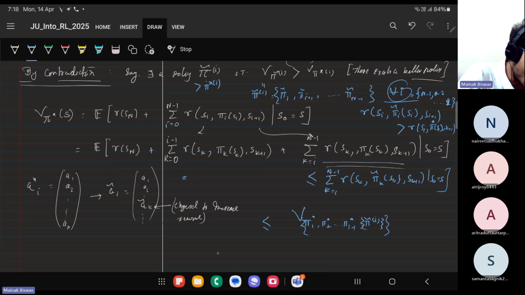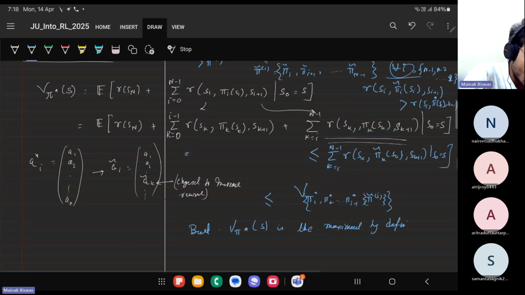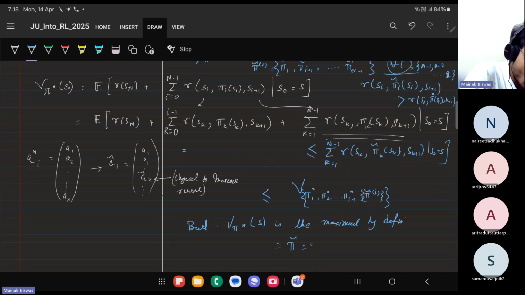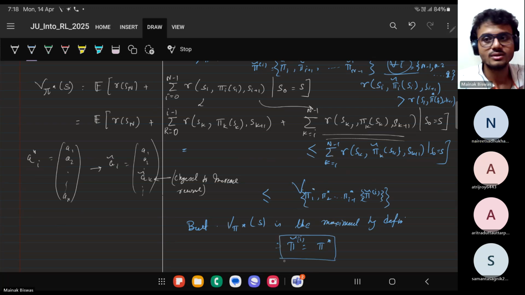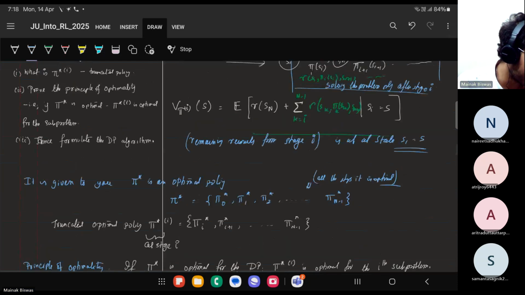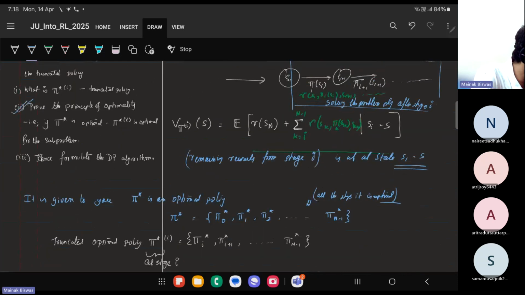Right? So clearly there is a contradiction, but v pi star is the maximum by definition. Therefore pi tilde has to be equal to pi star. Clear to everybody? Yes. Okay, so this is the principle of optimality. So now I will define an algorithm, how to solve it.